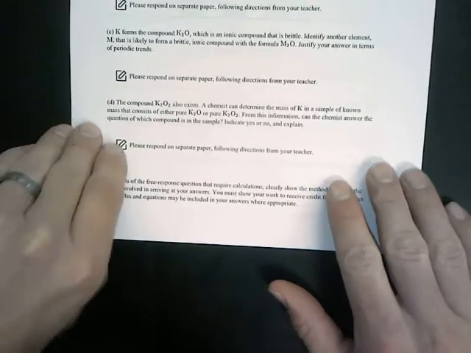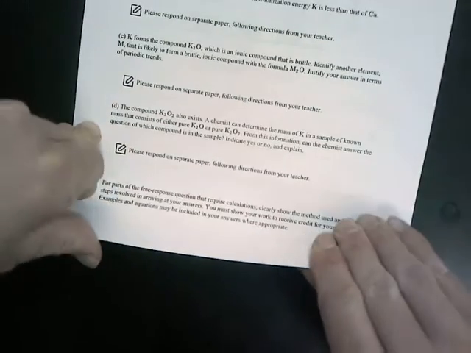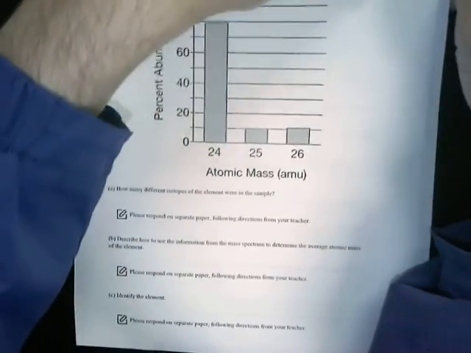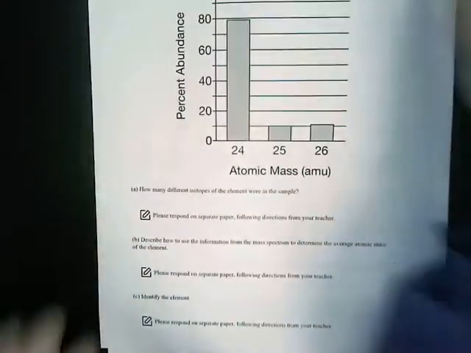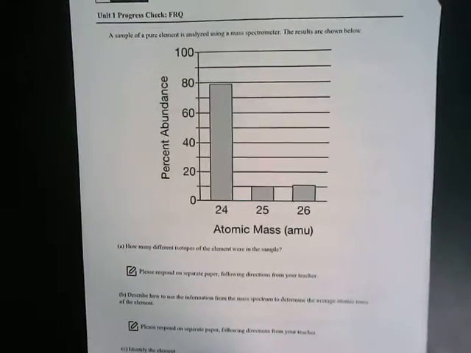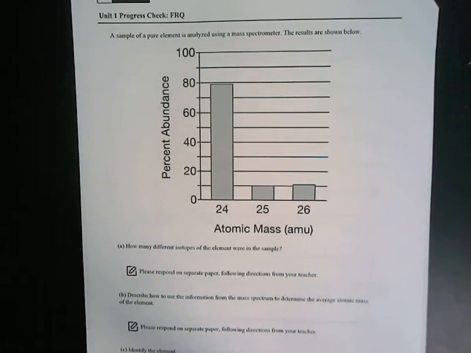All right, so part 2 is a different question. We actually have a chart that we have to answer, okay? So the chart here deals with this particular portion. Let me adjust my paper, and we go from there. It says a sample of a pure element is analyzed using a mass spectrometer. The results are shown below, and it's seen in this table.